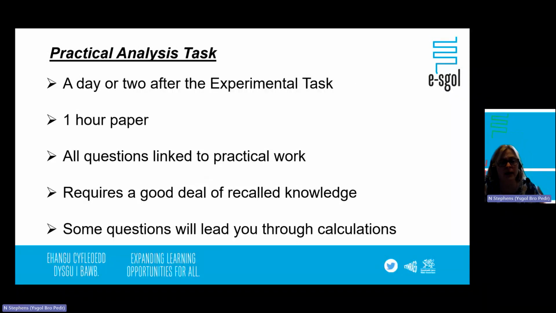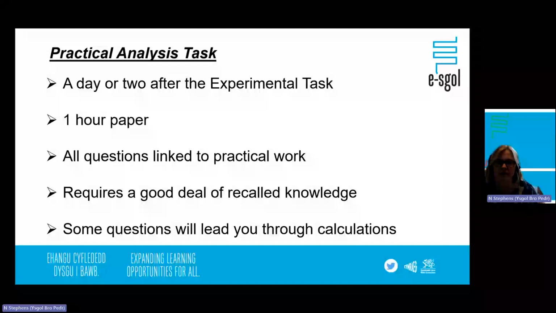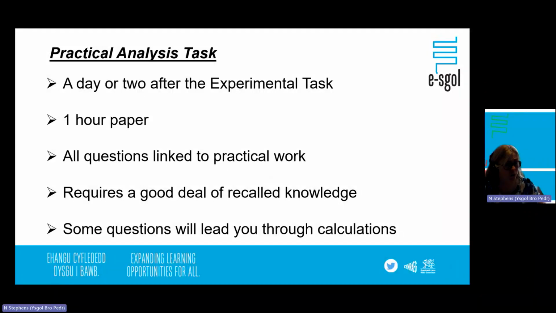hour written paper. All the questions on this paper will be based upon practical work that you've hopefully carried out yourself or have at least observed your teacher or within a group somebody carrying out. As mentioned, it does require a good deal of recalled knowledge, unfortunately, and certainly there will be a requirement to carry out calculations on either one or potentially both parts of that practical task that you carry on. And then in this paper, there's likely to be at least one calculation as well.